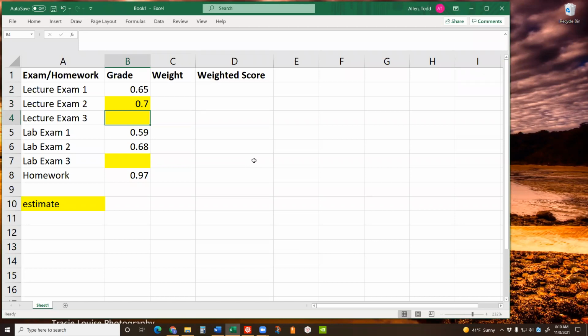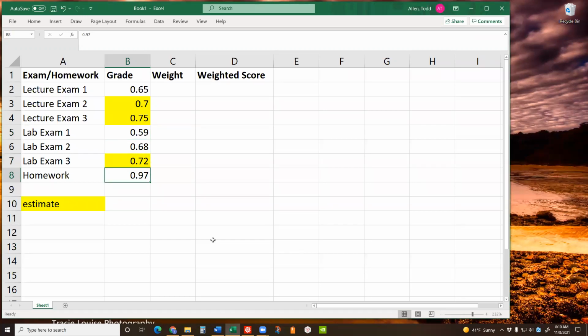For lecture exam 3, which is the final exam, okay, you need to do the same thing. For the final exam, you're going to be all done with lab, so you won't have to worry with lab anymore. So maybe that gives you a little bit of extra time to focus on the lecture. So let's see what a 75% in lecture exam 3 would get you. Lab exam 3, of course, is coming up as our final exam in lab for the semester. So let's say for lab exam 3, you end up with a 72%.